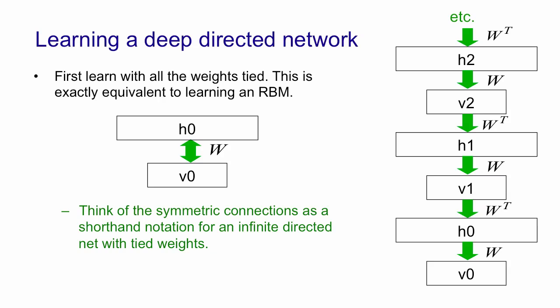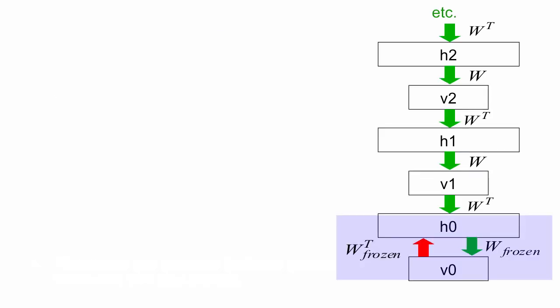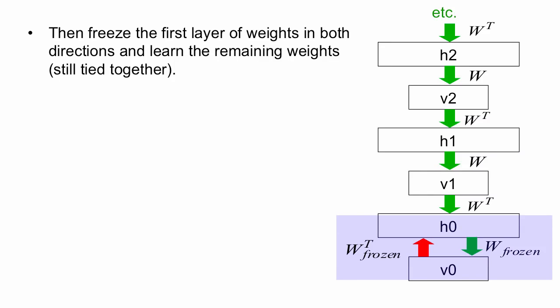So we first learn that restricted Boltzmann machine. Now we ought to learn it using maximum likelihood learning, but actually we're just going to use contrastive divergence learning. We're going to take a shortcut. Once we've learned the first restricted Boltzmann machine, what we could do is freeze the bottom level weights. We'll freeze the generative weights that define the model. We'll also freeze the weights we're going to use for inference to be the transpose of those generative weights. So we freeze those weights. We keep all the other weights tied together, but now we're going to allow them to be different from the weights in the bottom layer. But they're still all tied together.